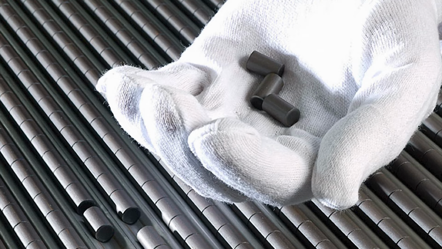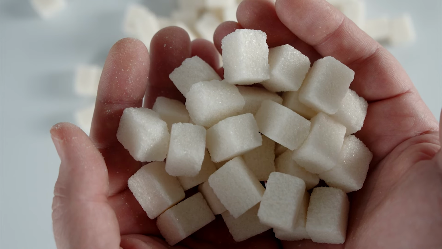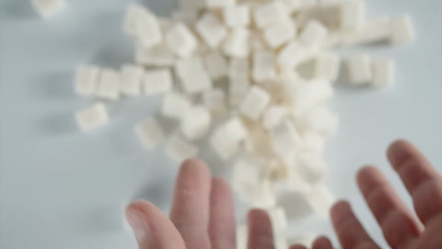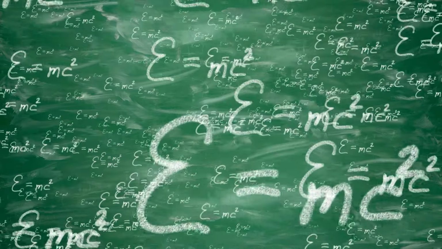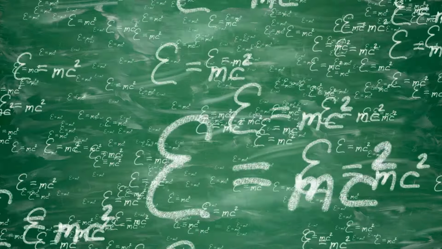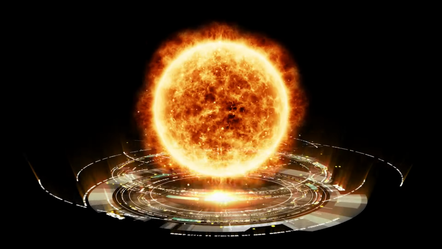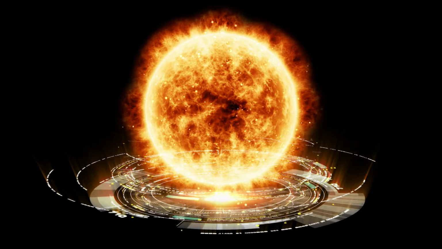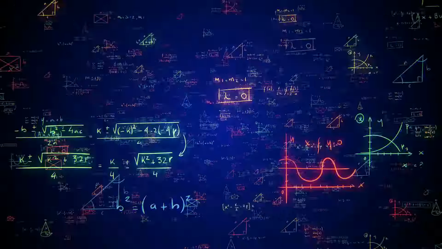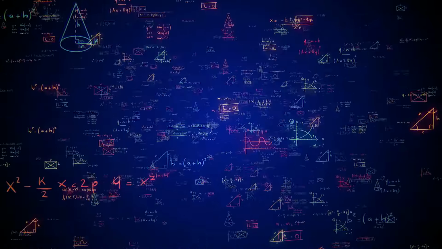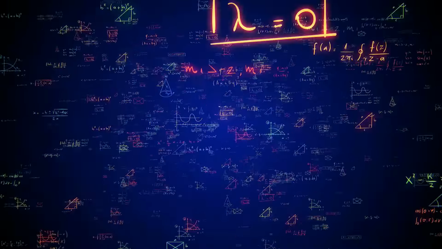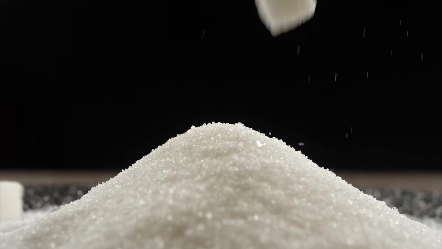This is 1 kilogram of uranium, and this is 1 kilogram of sugar. According to Albert Einstein's famous E=mc², if you convert their entire mass into energy, they would both produce the same amount of energy. Now, converting their mass into energy is easier said than done, especially for sugar.